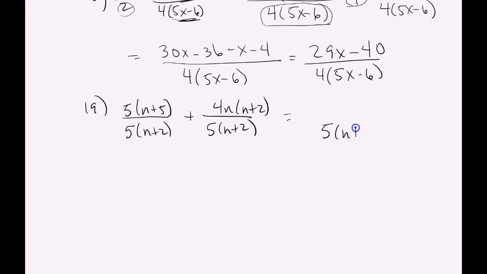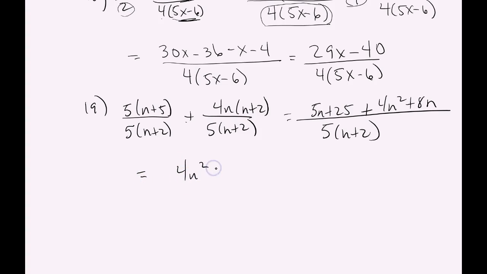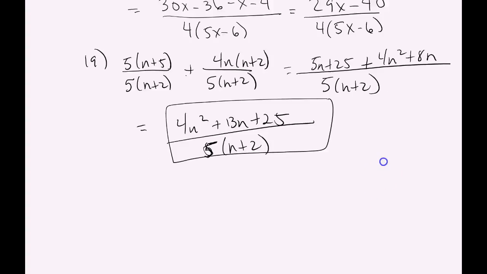Common denominator, I'm going to recopy once, and then distribute the top, that's a plus sign. Distribute this one, and then put everybody together. So I'm getting 4n squared plus 13n plus 25 all over 5 times n plus 2. Is this going to factor? Yuck. 2, 5, 20, that doesn't work. 5, 5, 20, that doesn't work. Nope, that doesn't factor. So that's your final answer.